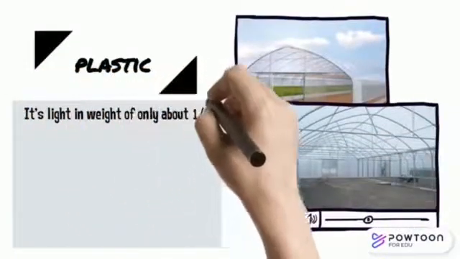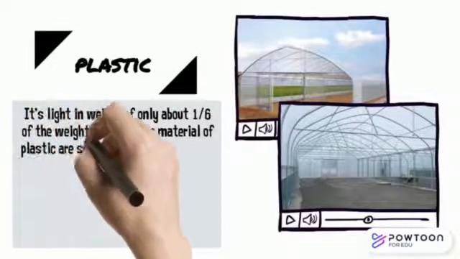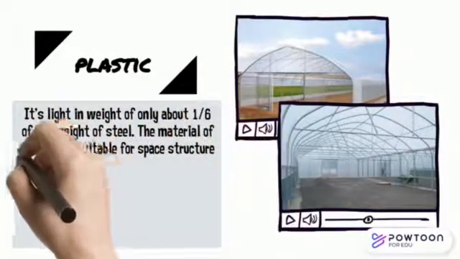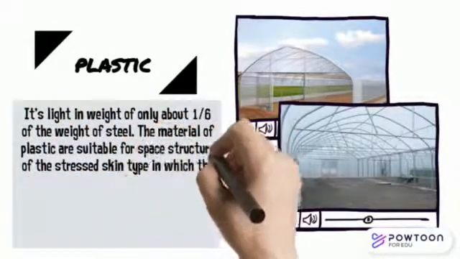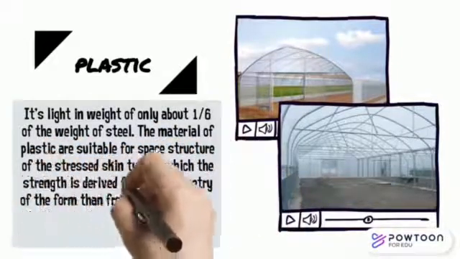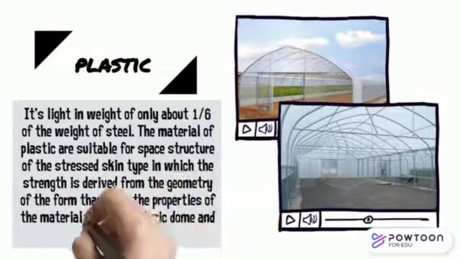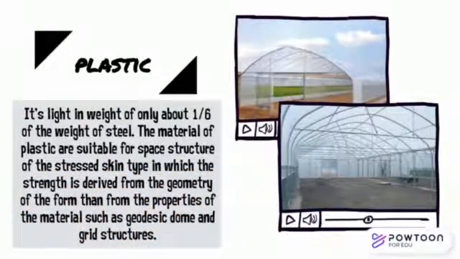The next material used is plastic. Plastics are light in weight, only about 1/6 of the weight of steel. The plastic materials are suitable for space structures of the stressed skin type, in which the strength is derived from the geometry of the form rather than from the properties of the material, such as geodesic domes and grid structures.